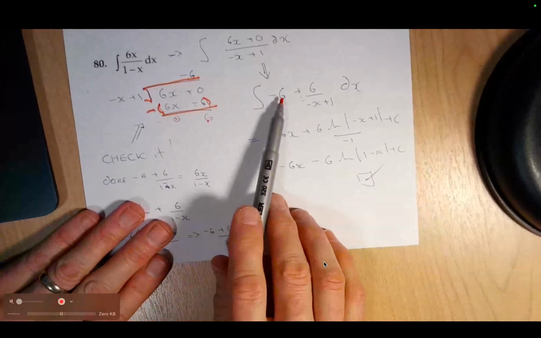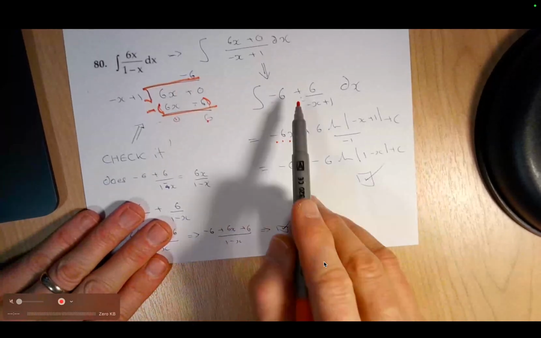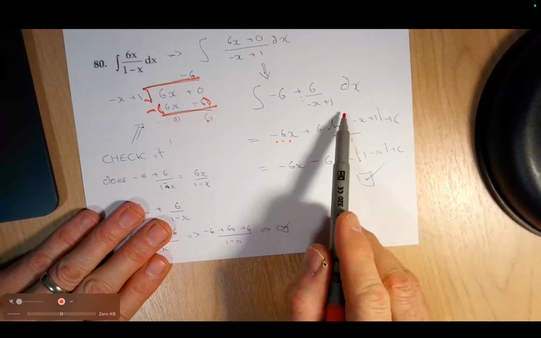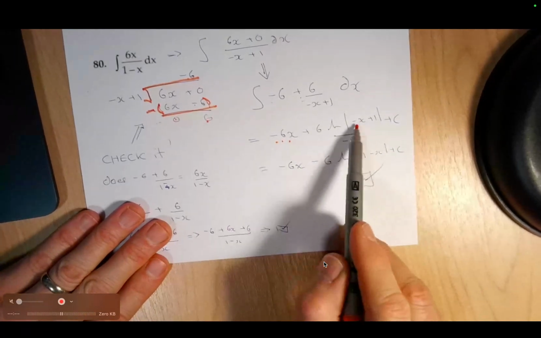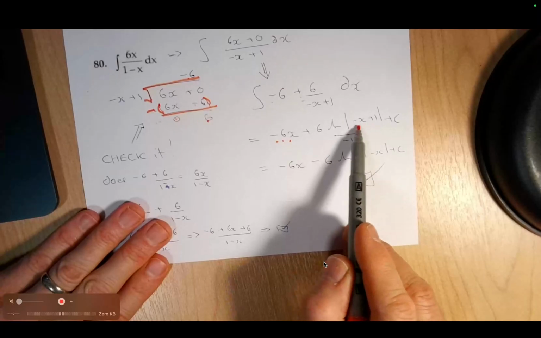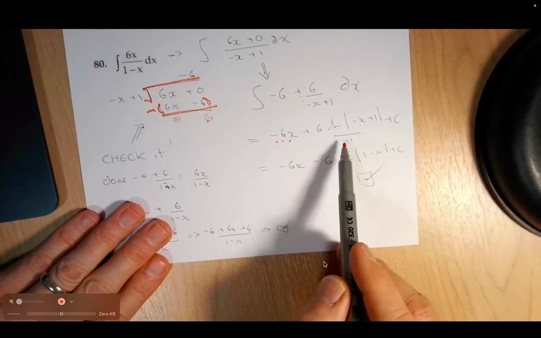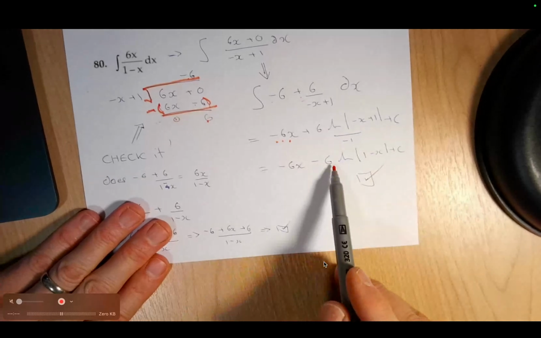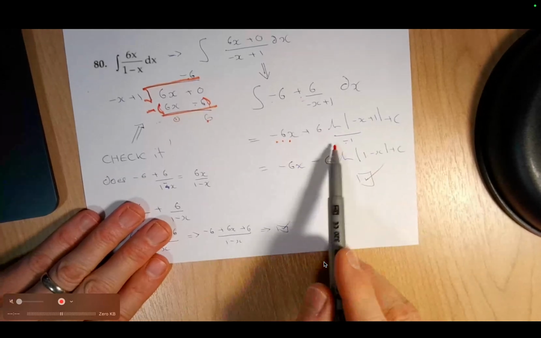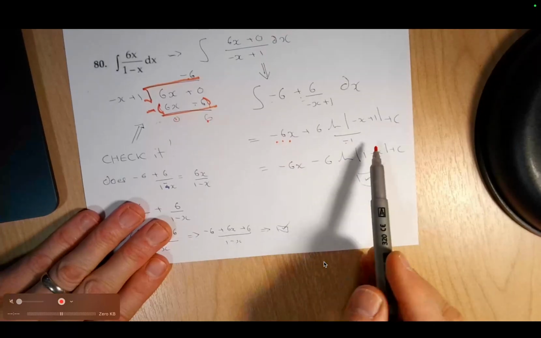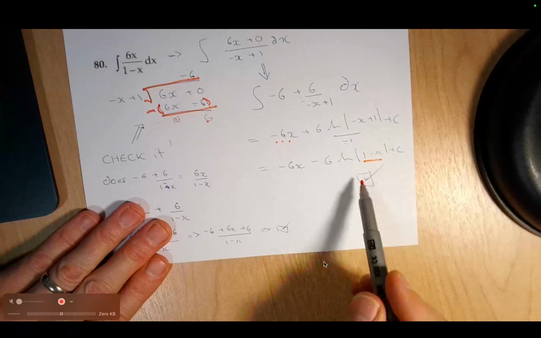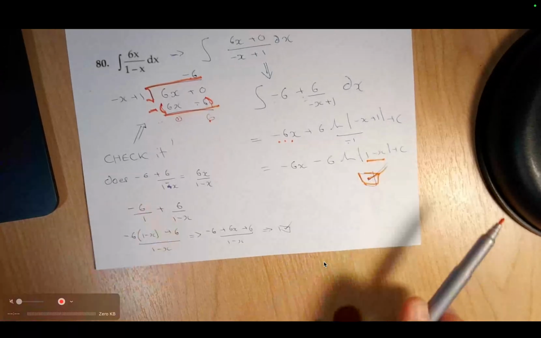Okay, integrate this. Negative 6 becomes negative 6x. This becomes 6 times the natural log of brackets negative x plus 1, divided by the derivative of that expression, which is negative 1, and that gives negative 6 natural log. Now let's just make it look prettier. That looks nicer than that. Either way, it's fine. And yep, there is your answer.